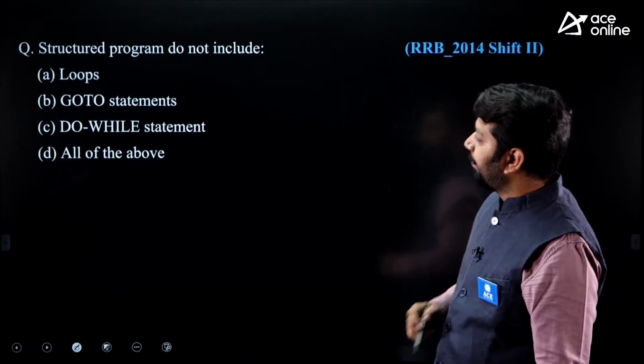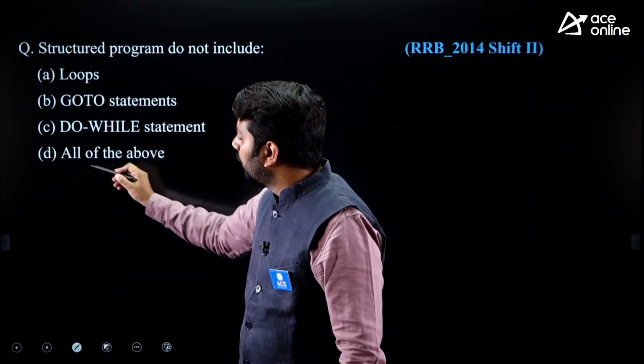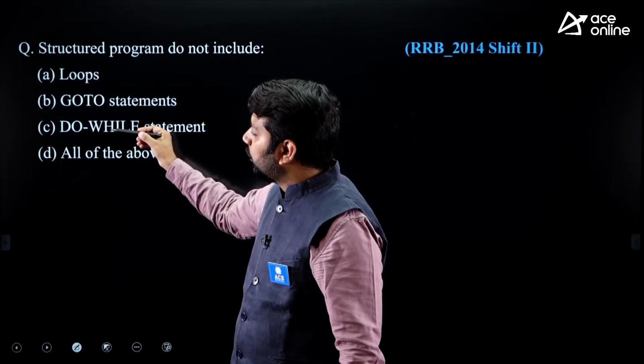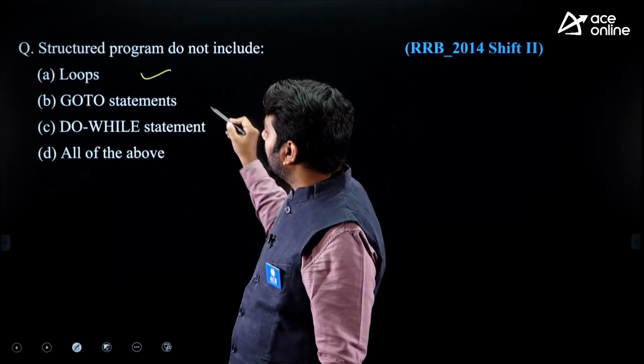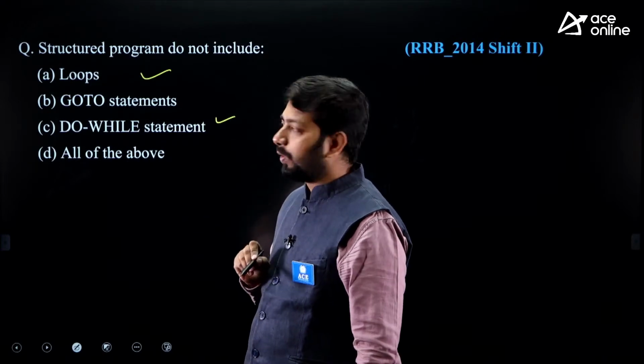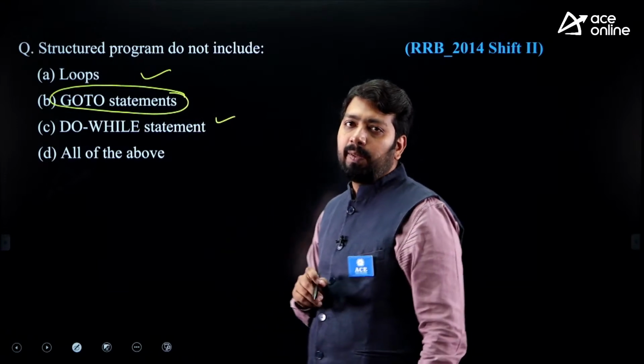So let's see. Loops, the do while statement is nothing but a loop, so these two are the same. So what does it not have? It had loops, it had the do while loop, so all of the above is not possible. So the answer should be goto statement.